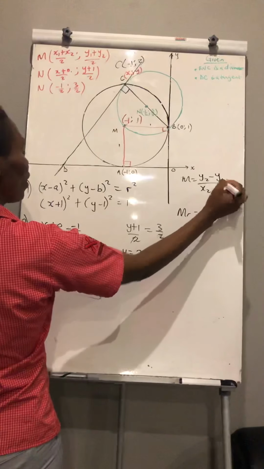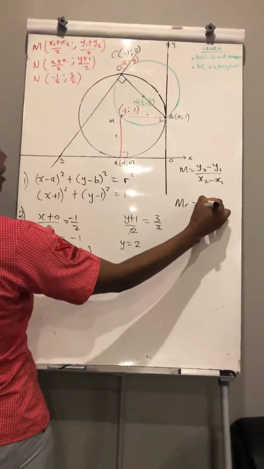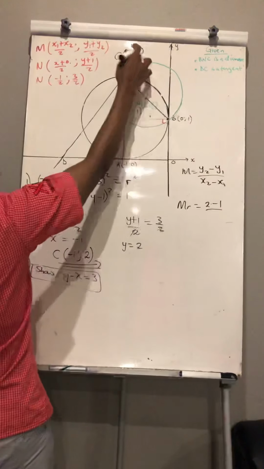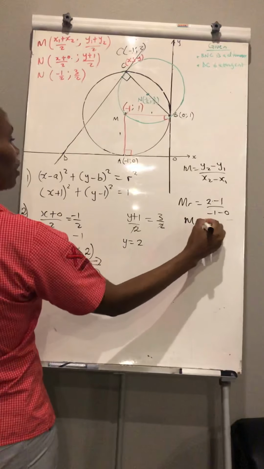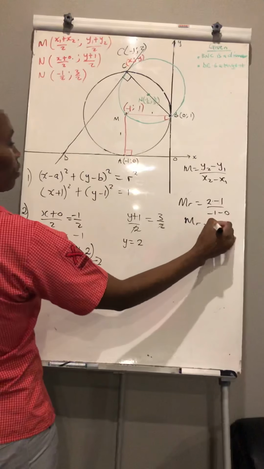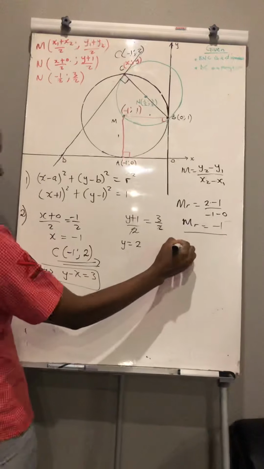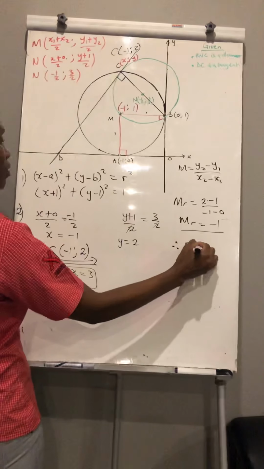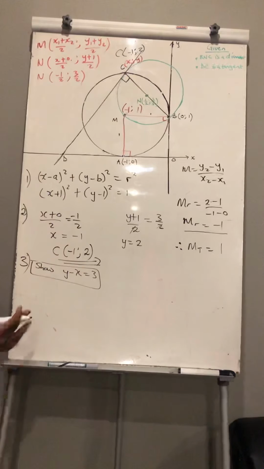x2 minus x1, like that. So if I want to find the gradient of this line, I can say 2 minus 1 divided by minus 1 minus 0. As you can see, the gradient of the radius will be 1 over minus 1, which would definitely just be minus 1. So therefore, we can notice that the gradient of the tangent will be the negative reciprocal of that. It will be positive 1.